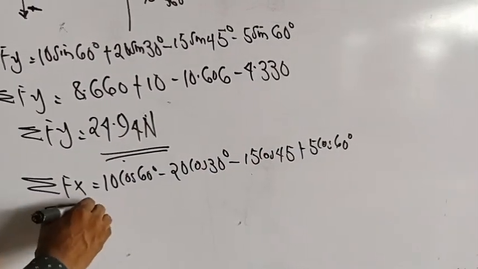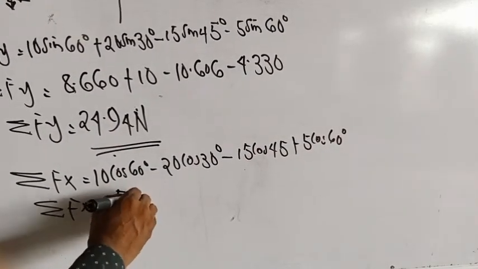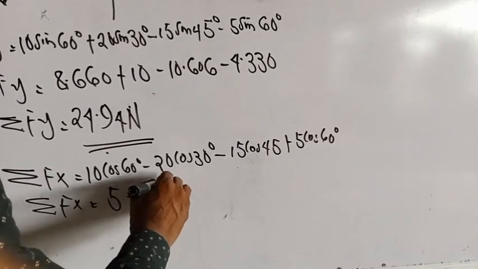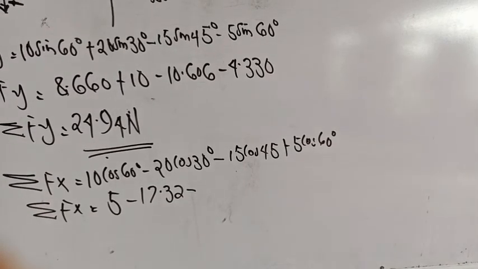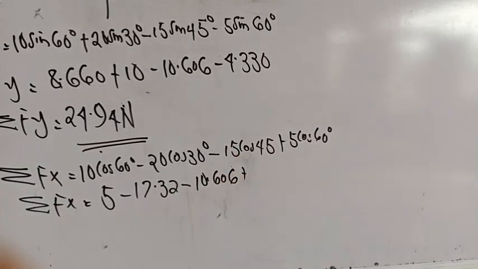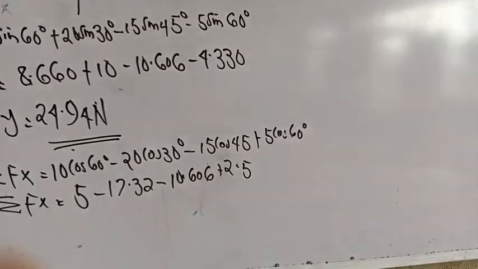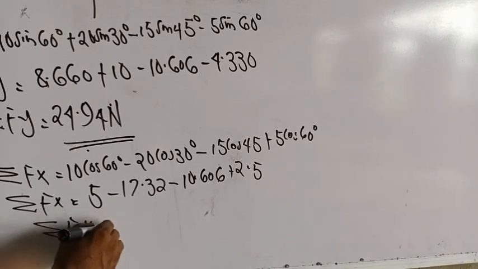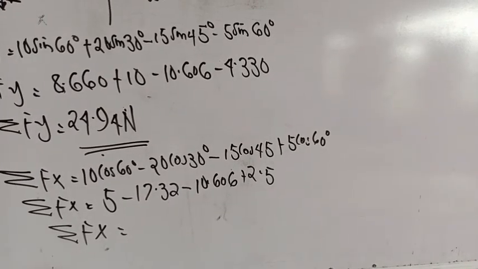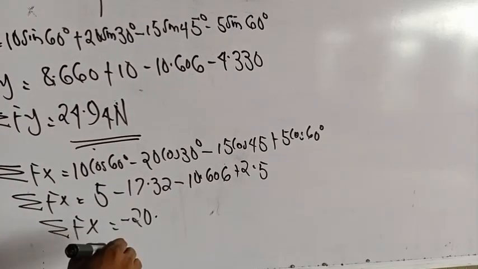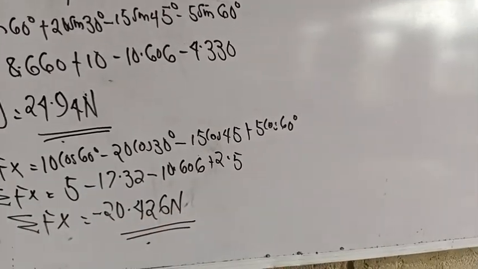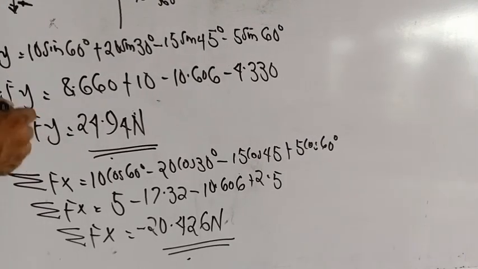So if I simplify what I have with the calculator, here will give me 5 minus 20 cos 30, which is 17.32. 15 cos 45 is 10.606, plus 5 cos 60 is 2.5. If I add up, summation F of x will give us 5 minus 17.32, that will give us minus 20.426 Newton.